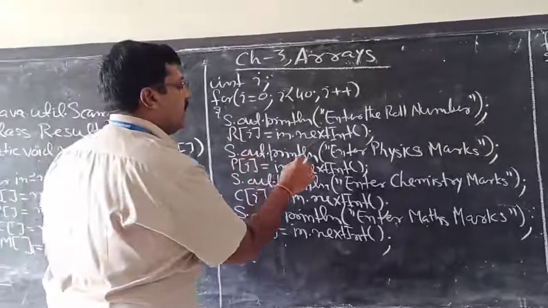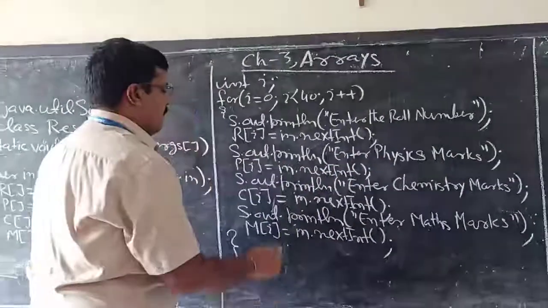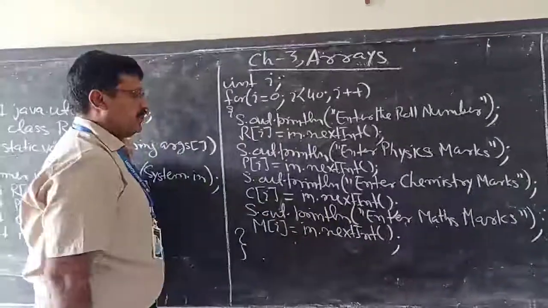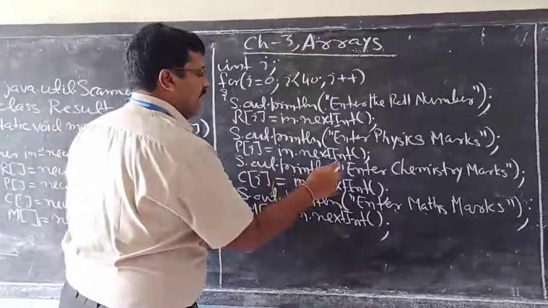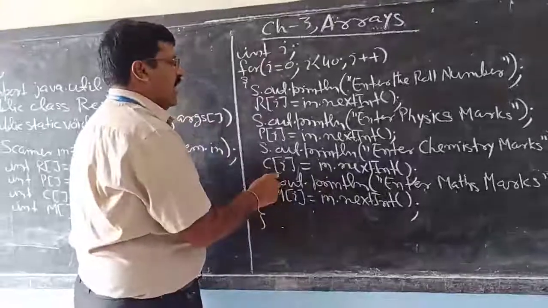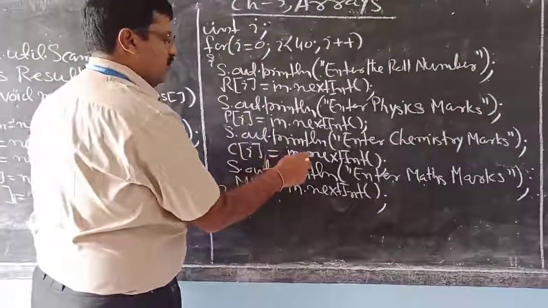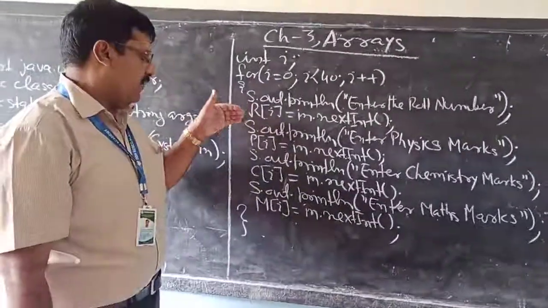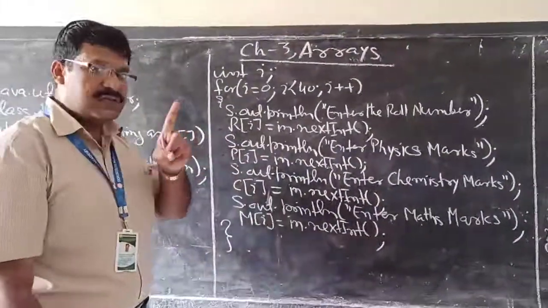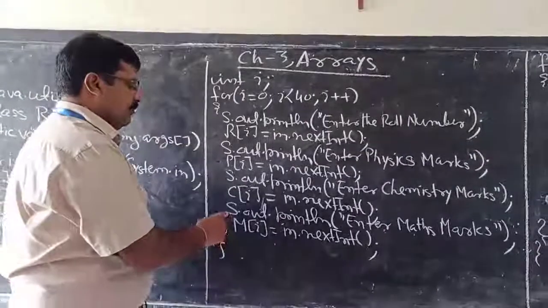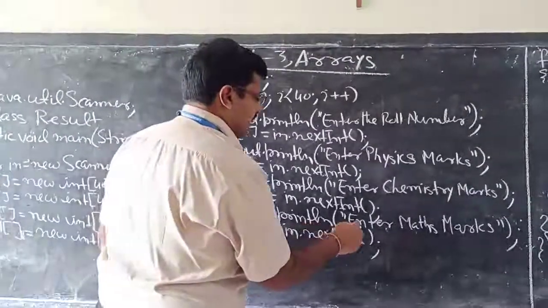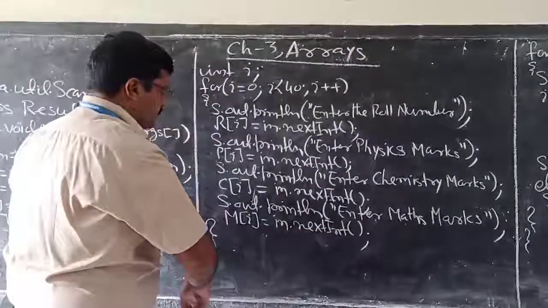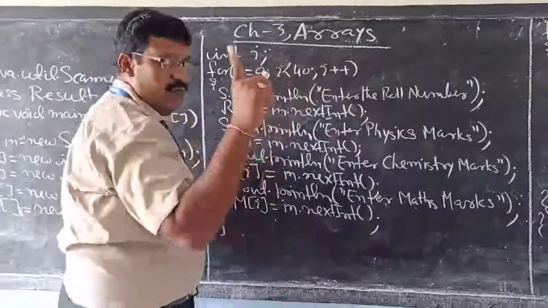Now System.out.println enter physics marks. P[i], means P[0] equal to in.nextInt(). Then System.out.println enter chemistry marks. C[i], means C[0] equal to in.nextInt(). So we have entered the roll number, physics marks and chemistry marks for the first student. Now what is left? Maths marks. System.out.println enter maths marks. M[0] equal to in.nextInt(). Now this will go for the next i. The next i value will be 1.